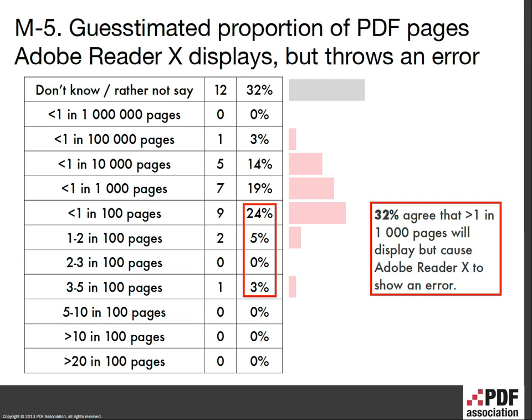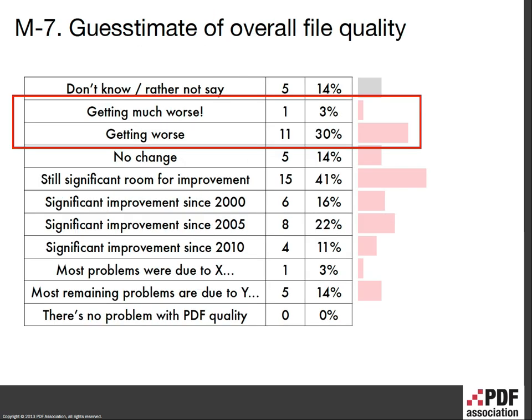As you can see, a relatively significant proportion of developers felt that there would be, even though Reader is as powerful and as capable as it is in terms of defeating or at least handling poorly constructed PDF files, nonetheless, a significant number of those files are likely to generate some sort of error, in the opinion of almost a third of the people who responded to the survey. More concerning, perhaps, to me was when we asked them to guesstimate the overall file quality as they see it. A substantial number of respondents thought the PDF files were getting worse and not better.